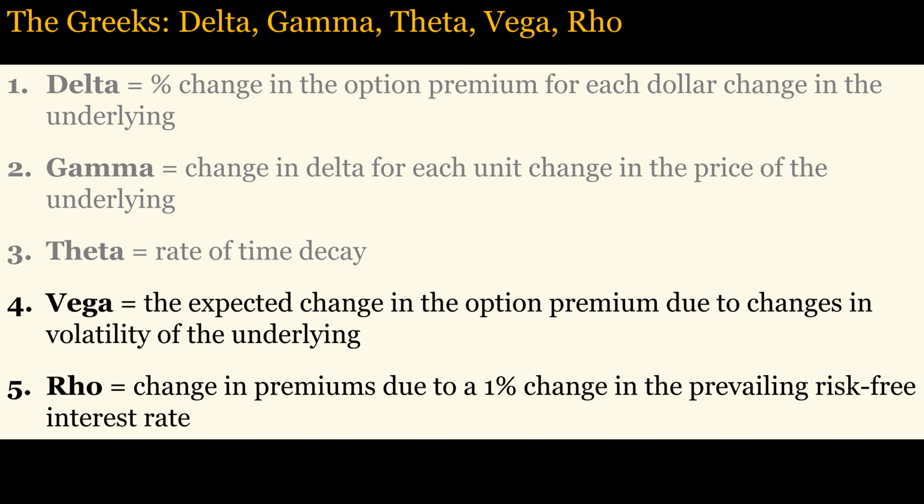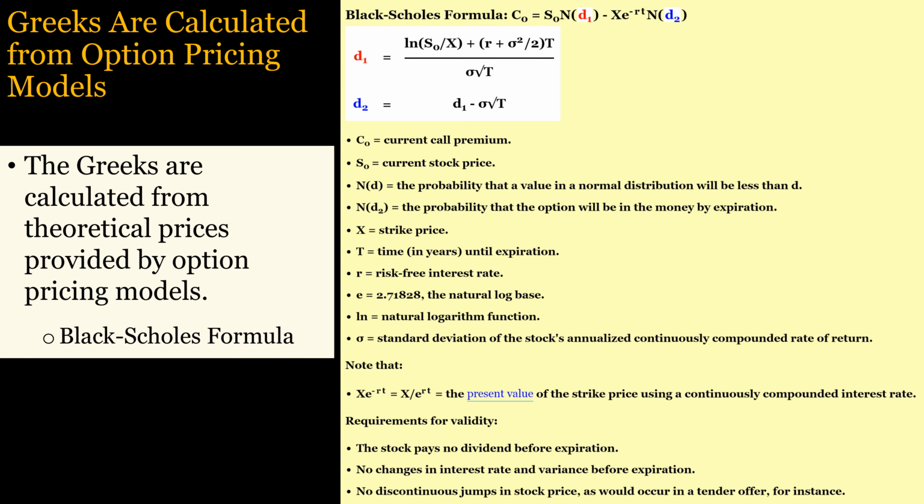Interest rates have very little influence on option prices, so Rho has virtually no use for an option trader. The Greeks are calculated from theoretical prices provided by option pricing models, the most famous of which, and most used, is the Black-Scholes formula. There is no reason for you to know this formula, but it does give you an idea of how the Greeks are calculated.